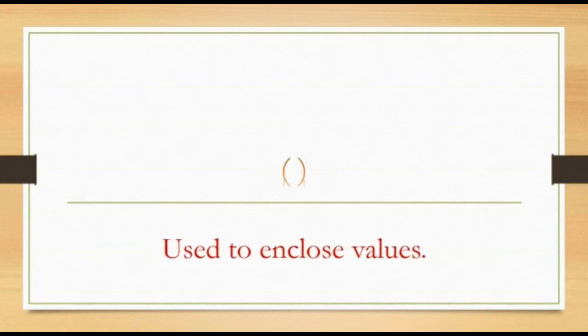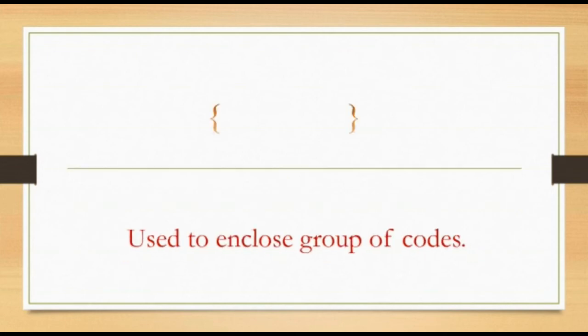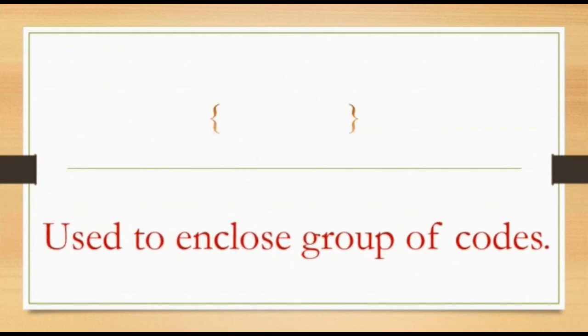Okay. So next, what are the open round and close round brackets? They are used to enclose values. Means if you have to get one value on the screen, we have to use these two round brackets. Next we have to use the curly brackets, which enclose a group of code. This is used to control your Java program.